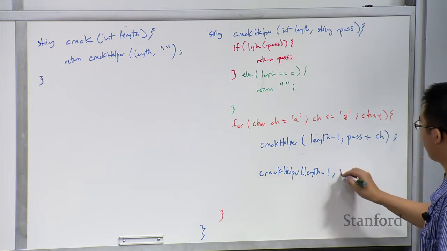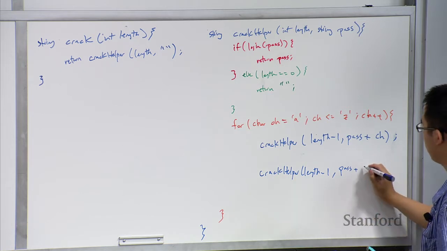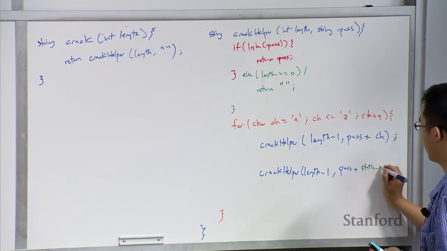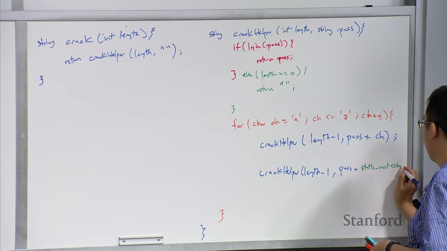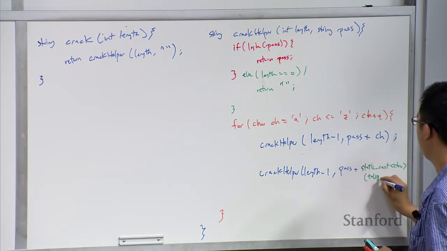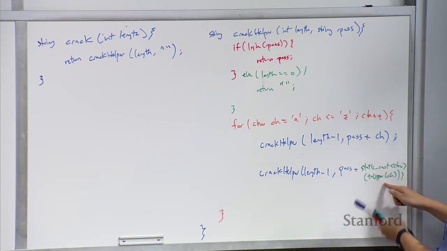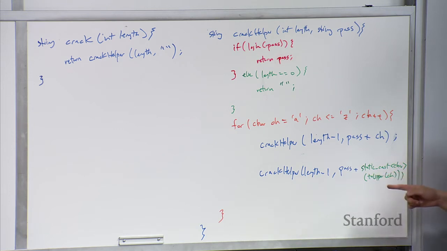Now what I'm going to do here is weird. You don't have to understand it too much, but I just want to make sure we write compiling code. static_cast char of toupper ch. So what this does is it just turns it into uppercase and makes sure it's a character. toupper is kind of weird in C++. It returns an int for some reason, so just cast it to char. Okay. All right, are we done?